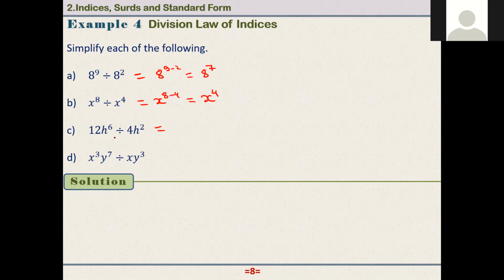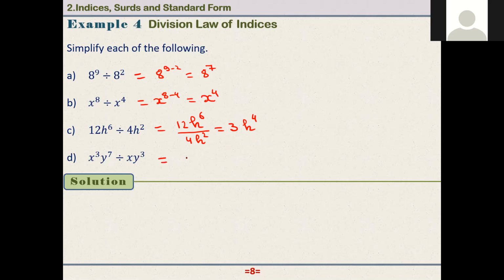And how about here? Sometimes students may get confused because here we have one term divided by another term. That means that if you get confused, write it in fraction form. That means 12 times h to the power 6 over 4h squared. 12 over 4, that's equal to 3. H to the power 6 divided by h squared, so bases are the same. We need to subtract their exponents, 6 minus 2, that's equal to 4. So the answer is 3 times h to the power 4.